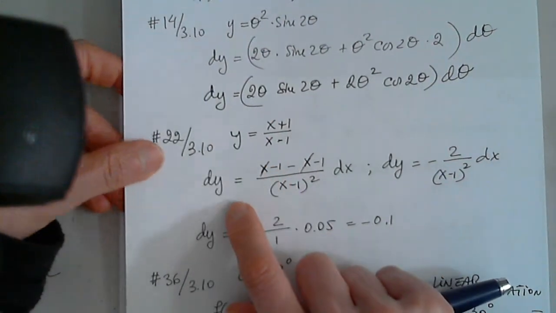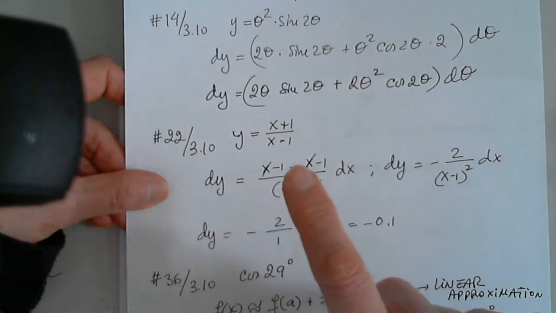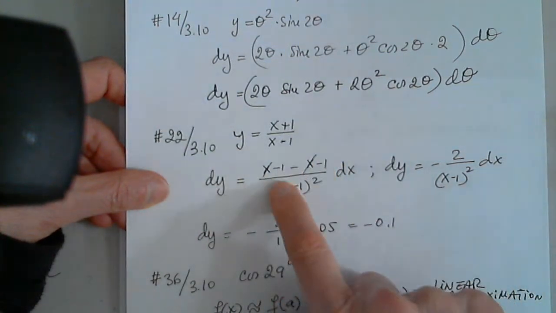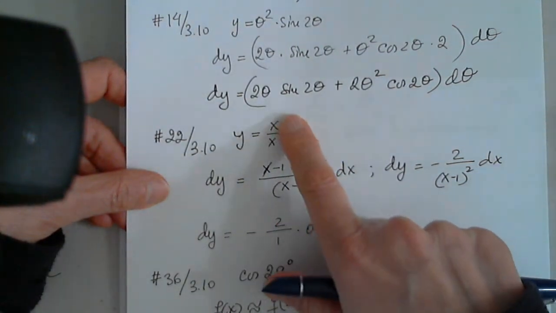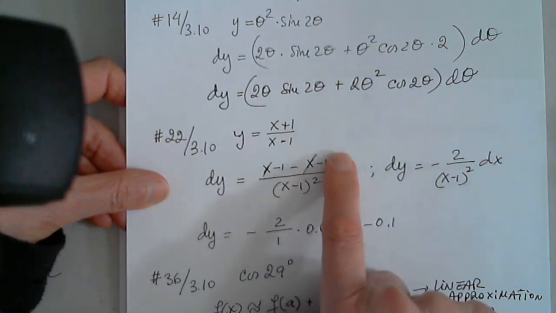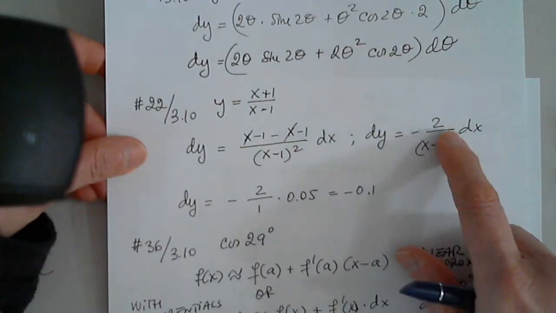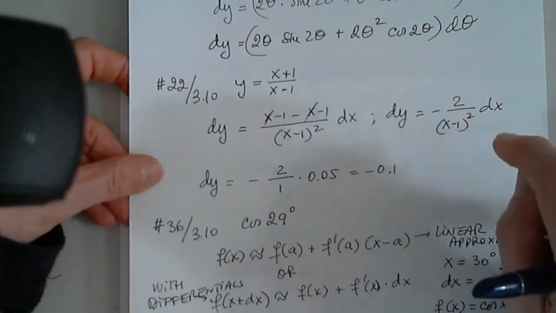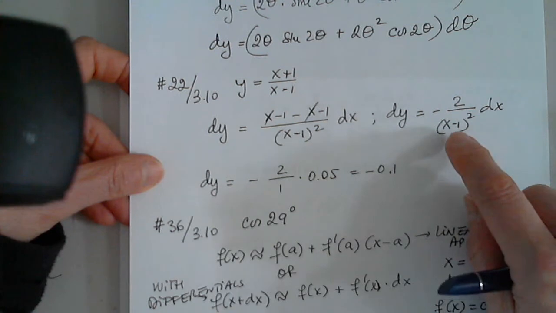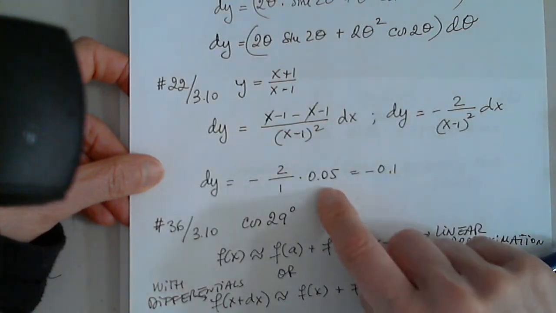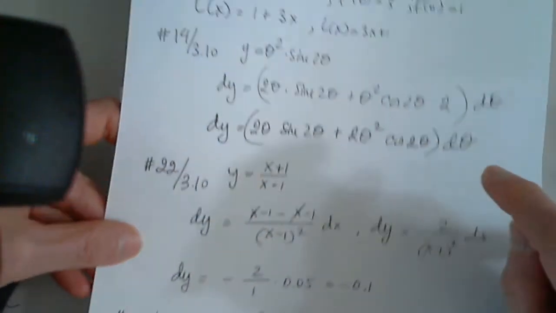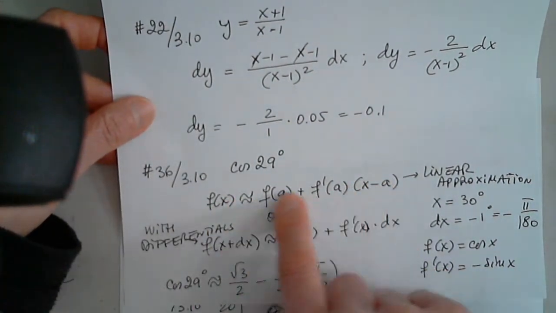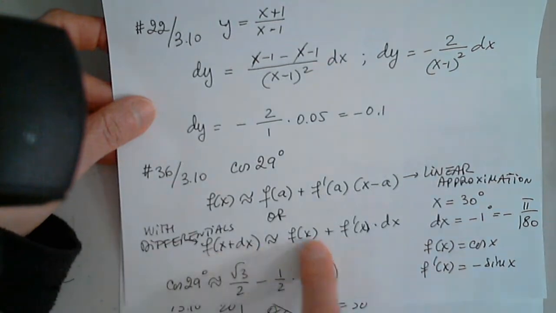Same thing here, we're asked to find dy, which is y prime times dx. The top prime is 1 times the denominator minus the top times the denominator prime, but I have to distribute the -1. So these two go away, -2 over (x minus 1) squared dx. And I'm asked to plug in, for x, it was 2, and for dx, it was 0.05, so I get this. Now we're asked to either use the linear approximation or differentials.